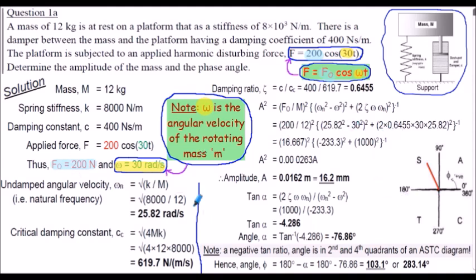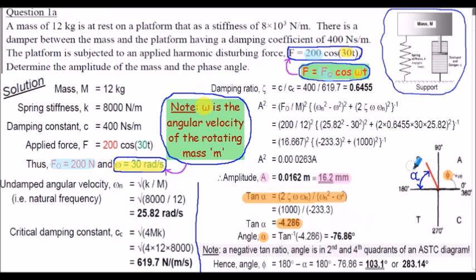So evaluating for the amplitude, it's 16.2 millimeters. And be careful when working out the phase angle phi from our equation here. That evaluates to be a negative ratio in the second quadrant and in the fourth quadrant. So when we calculate the angle alpha here, note for reference, this is angle alpha.